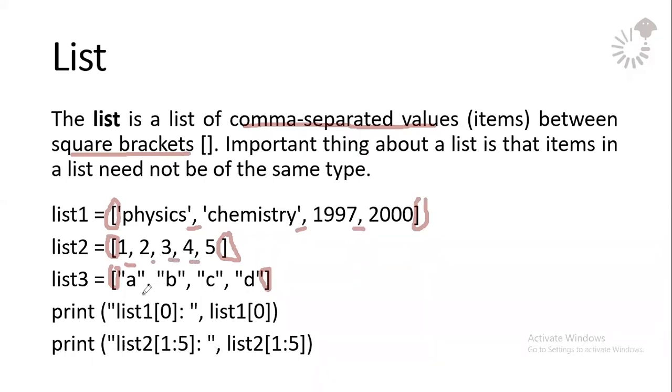Okay? Your list can be a collection of strings like this one, puro string to. Or your list can be a collection of integers or number type. Pwede rin float. Or, sabi niya, an important thing about lists is that items in a list need not be of the same type. Therefore, your list can be a combination of string and number types.